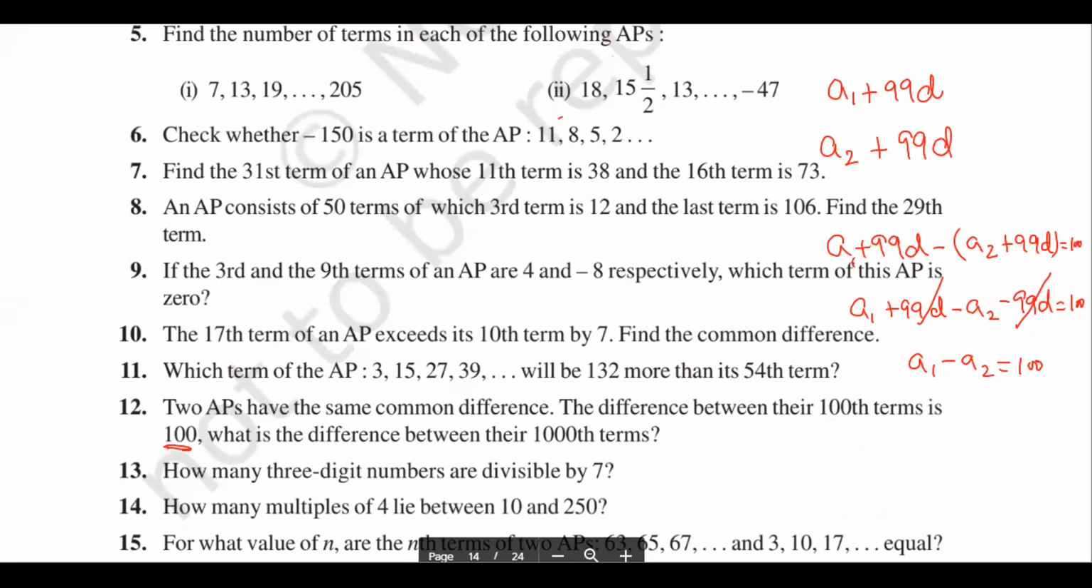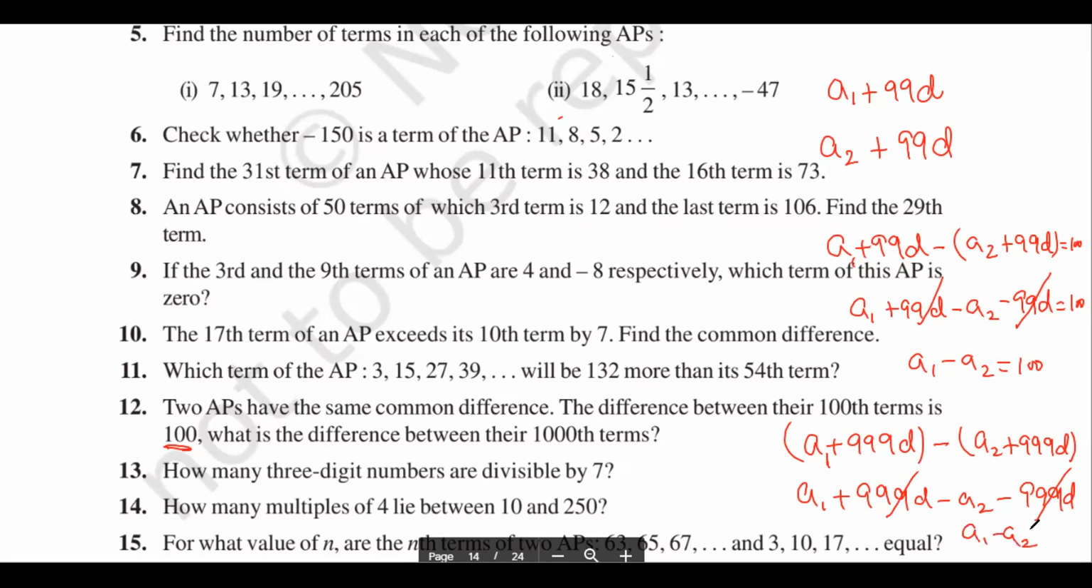Now coming to the 1000th term, you will find that the 1000th term for this AP will be a1 plus 999d, and the difference we need to find out is this one minus (a2 plus 999d). When you open the bracket, this is the 1000th term of the first AP and this is the 1000th term of the second AP. When you subtract these two, the 999d terms get cancelled out and you will find that a1 minus a2 is still 100. So that is the same.